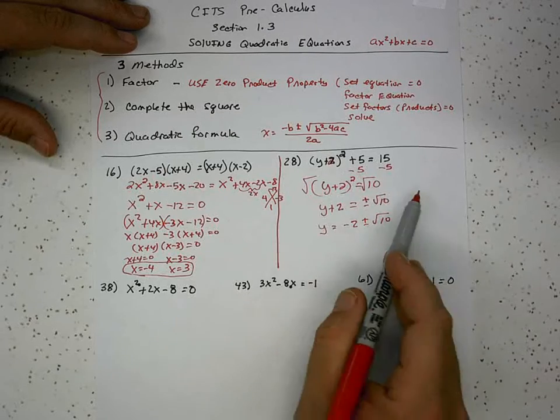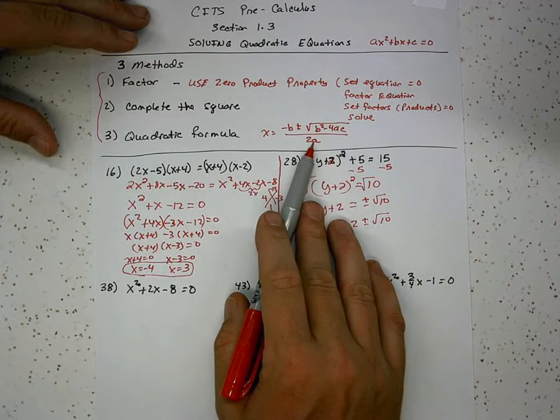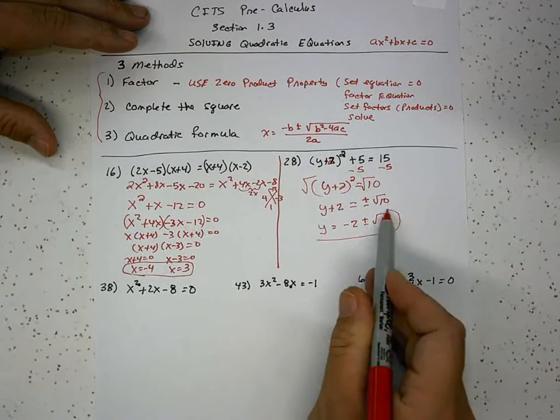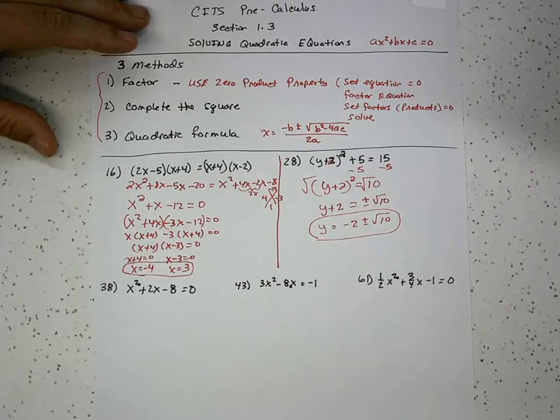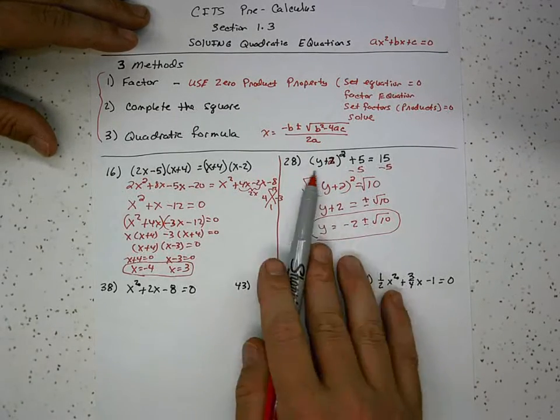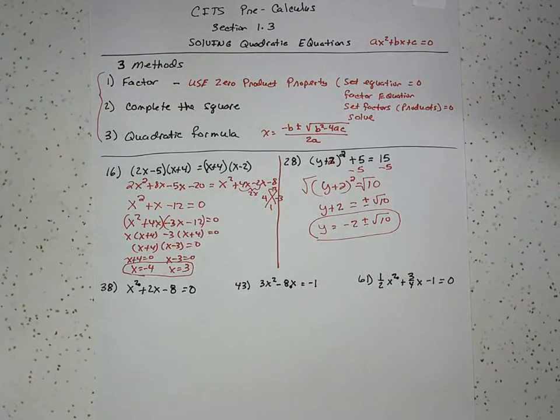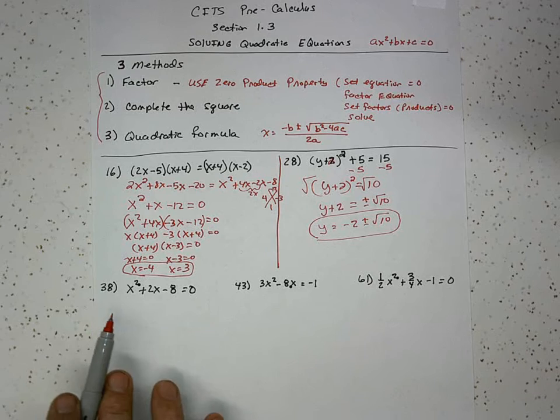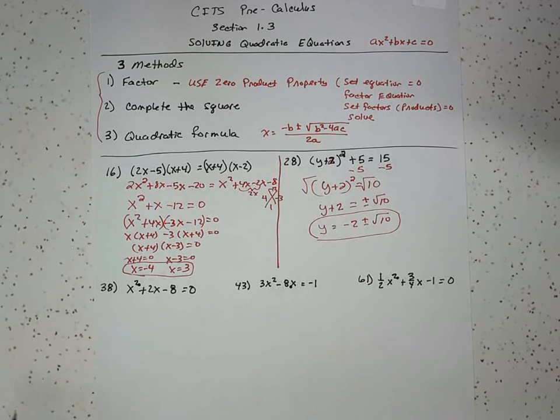Now you could multiply this all out, get everything to one side, and plug it into the quadratic equation, and you would get the same answer. Okay, it's just a shortcut because it's already in this form that we're used to. Okay, number 38.